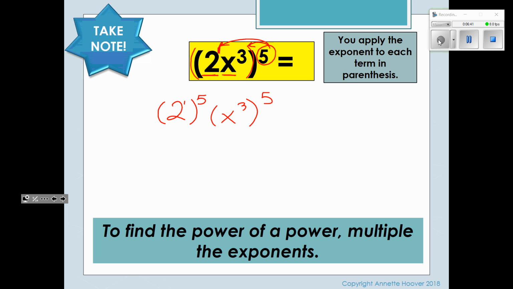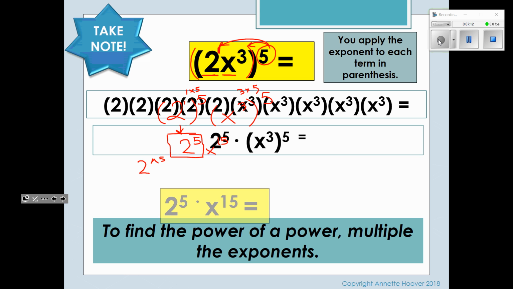Well, we've learned when a power is raised to a power, an exponent raised to an exponent, we multiply. So here 1 times 5 would be 5, so that would be 2 to the 5th power. Here 3 times 5 is 15, so that would be x to the 15th power. We're not going to stop there, because when evaluating, we go ahead and evaluate if the base is a number and not a variable. So with your calculator, you can do 2 raised to the 5th power and find out what that number would be. Here it is all written out.